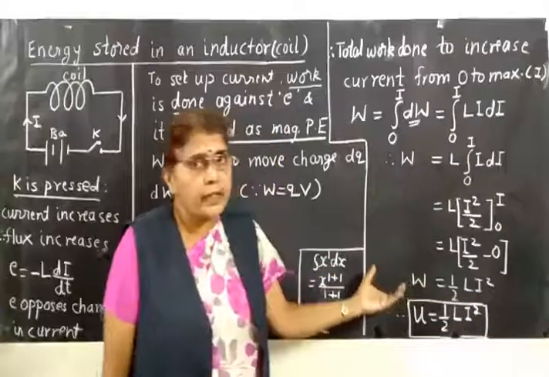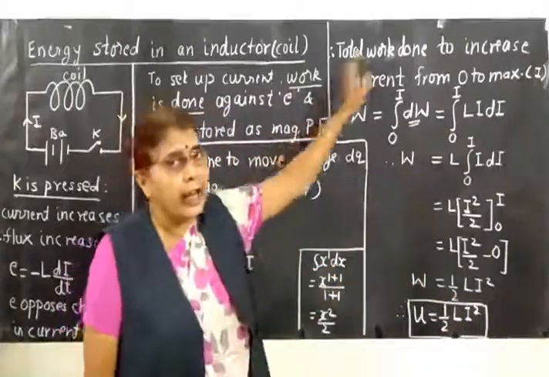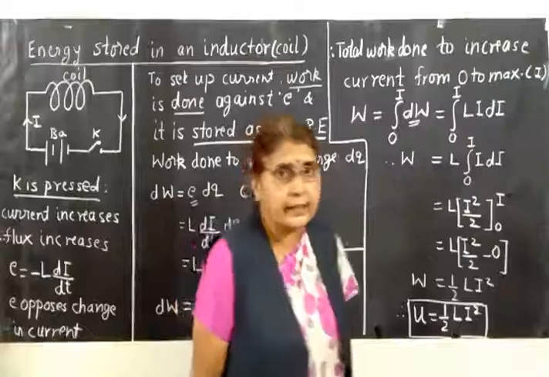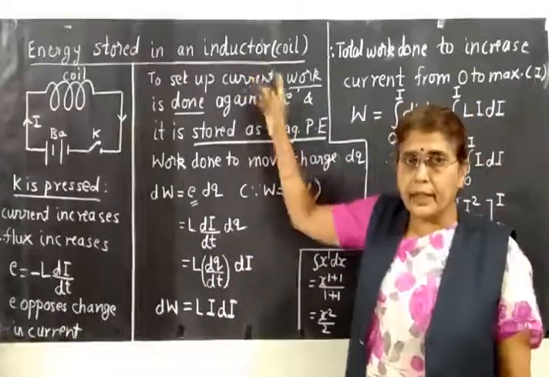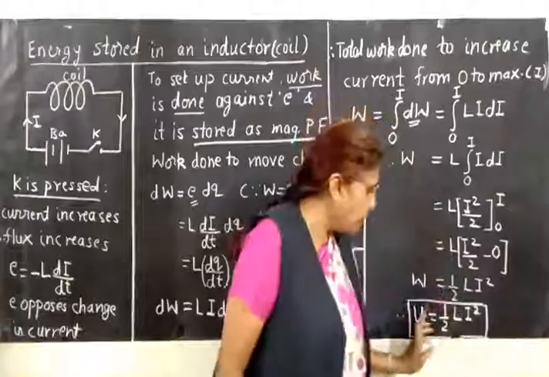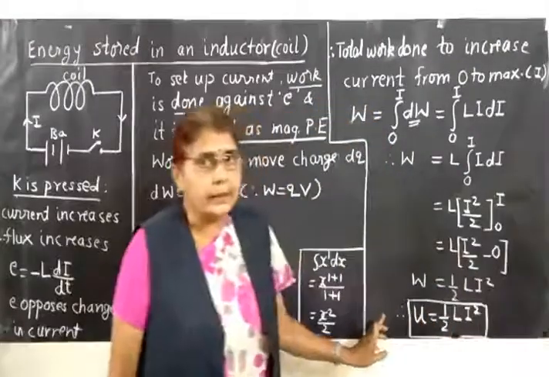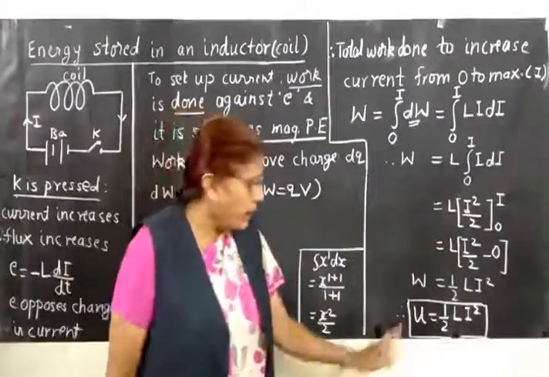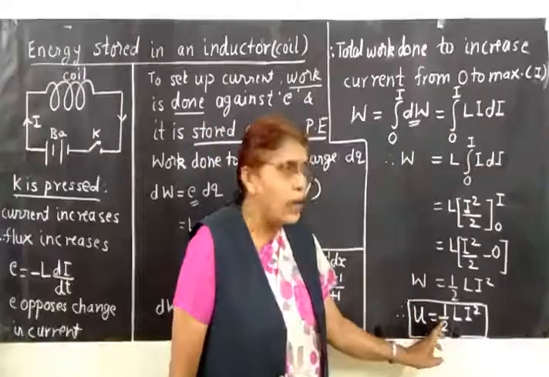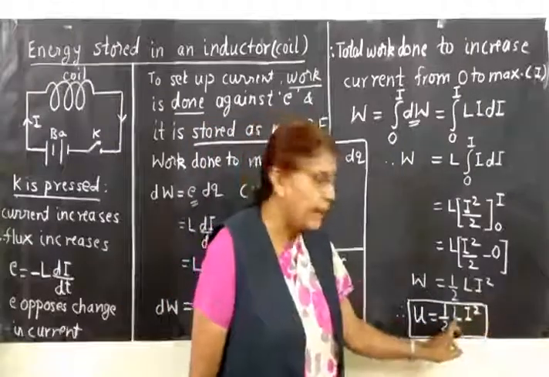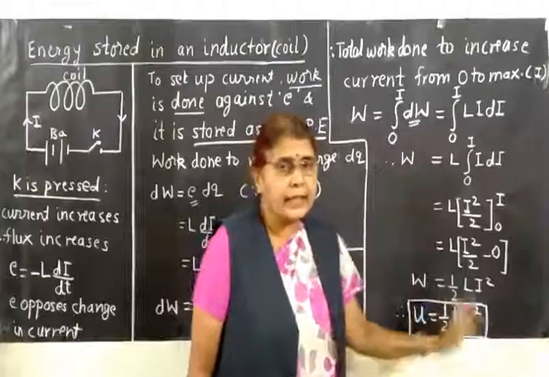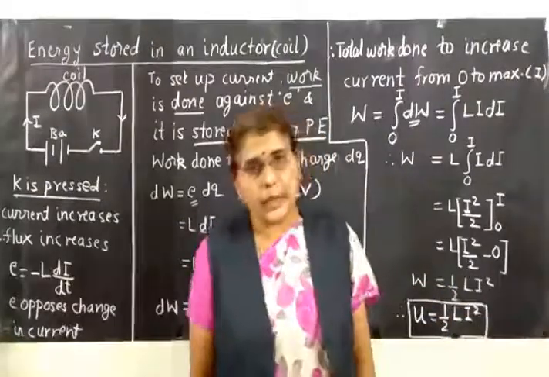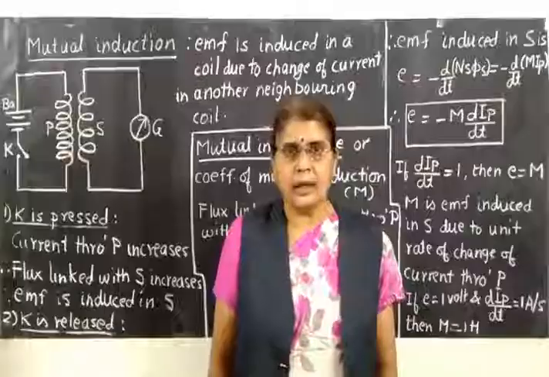This is the work done to establish a current I in the circuit, and this is stored in the coil in the form of potential energy. So let us denote the potential energy as U. So U, that is the potential energy of the coil, is given as U is equal to half L I square. What is L? L is inductance and I is the current. So this is the magnetic potential energy stored in an inductor.